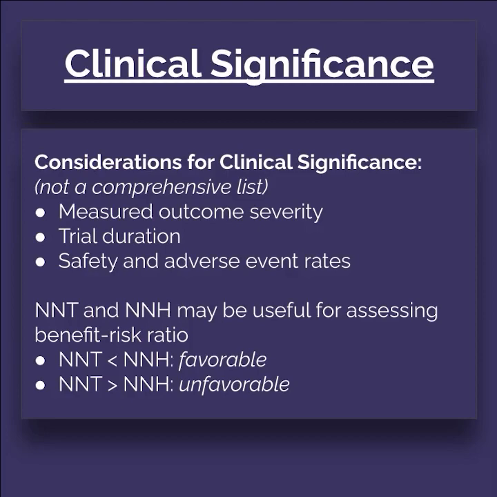Number needed to treat and number needed to harm can be used to estimate a benefit-risk ratio, with a number needed to treat less than number needed to harm generally indicating a favorable benefit-risk ratio, since the benefit would occur prior to any potential harm. And a number needed to treat greater than the number needed to harm generally indicates an unfavorable benefit-risk ratio.